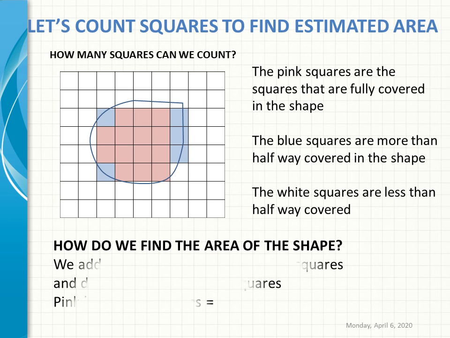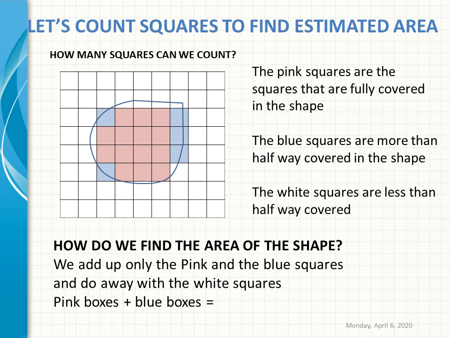Okay. Now what we need to do is to add up only the pink and the blue squares. The pink fully covered and the blue more than halfway covered. Now when we add the two together, we'll be able to have an estimate of the area of this shape. Now, please remember that the white parts that are covered are not up to half, so we just discard those ones. We don't make use of them.